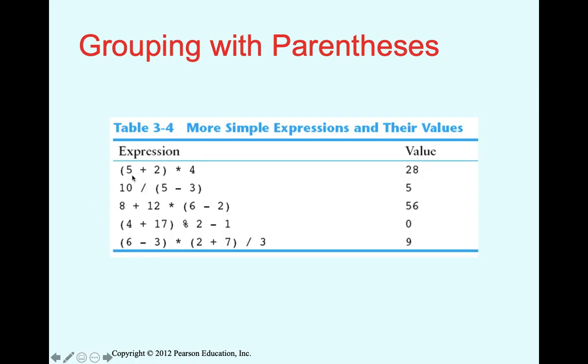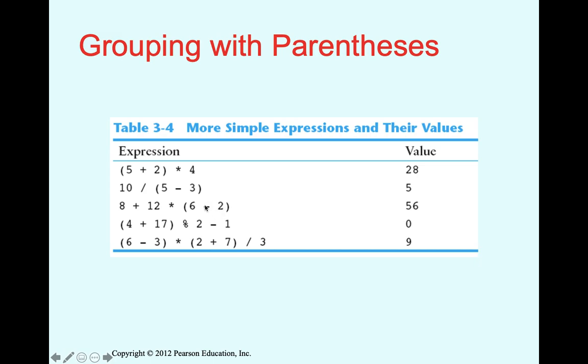This is an example. Here we start with the parentheses. 5 plus 2 is 7, multiplied by 4 is 28. Here we start with parentheses. 5 minus 3 is 2. 10 divided by 2 is 5. Here we start with parentheses. 6 minus 2 is 4.